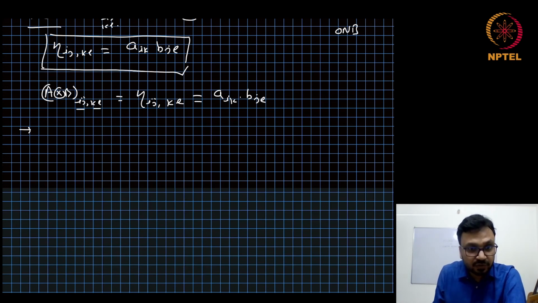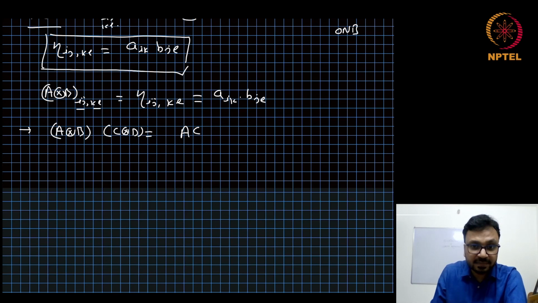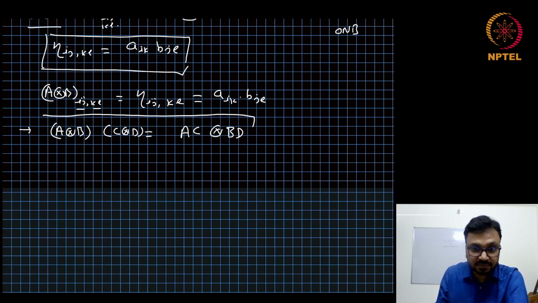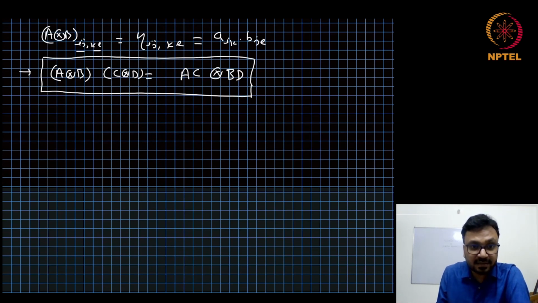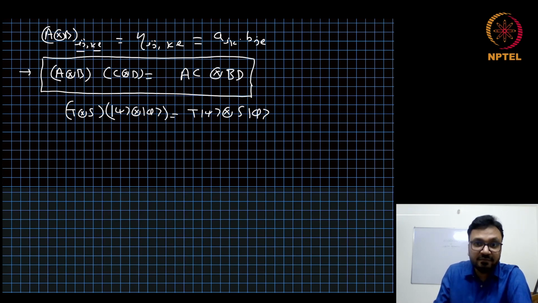One can figure out after doing this, it's not very difficult to check, that A tensor B times C tensor D is actually A times C tensor B times D. I call it the ABCD rule. I don't know if there is a rule or name for this rule, but it is very useful. This we have already used multiple times without us realizing. For example, when we said T tensor S acting on psi tensor phi is T psi tensor S phi, we have actually used this rule precisely.